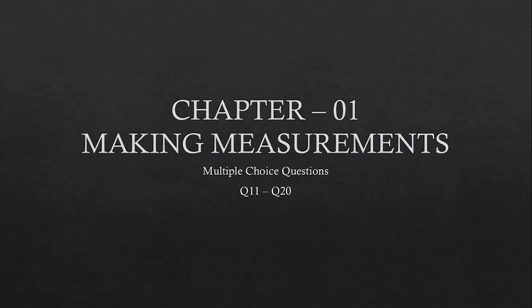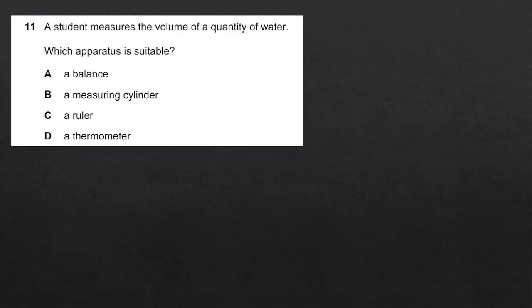Hello everyone. In this video, we'll be solving question number 11 to question number 20 from chapter 1, making measurements. Let's take a look at question number 11. A student measures the volume of a quantity of water. Which apparatus is suitable? Now, to measure the quantity of water, we'll be using a measuring cylinder. So the correct answer is option B.